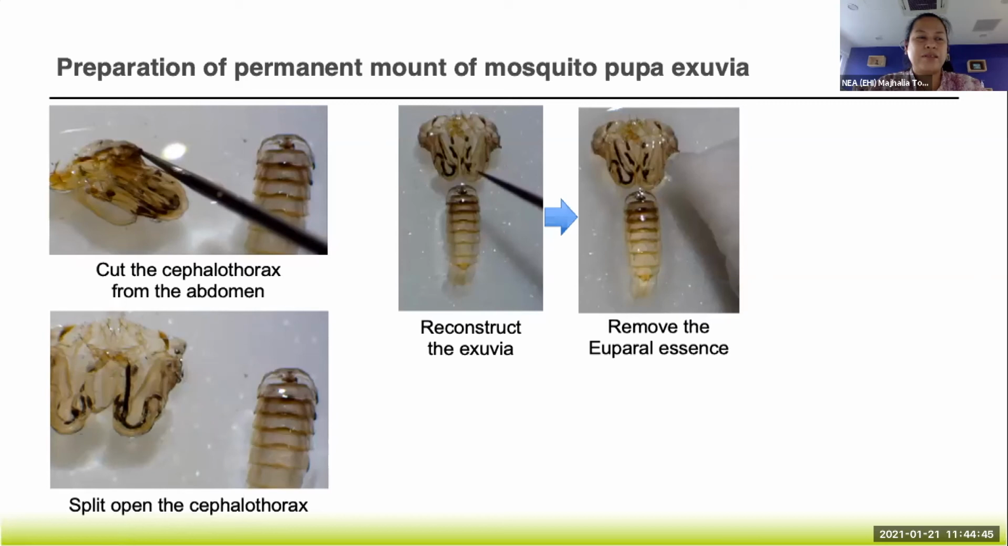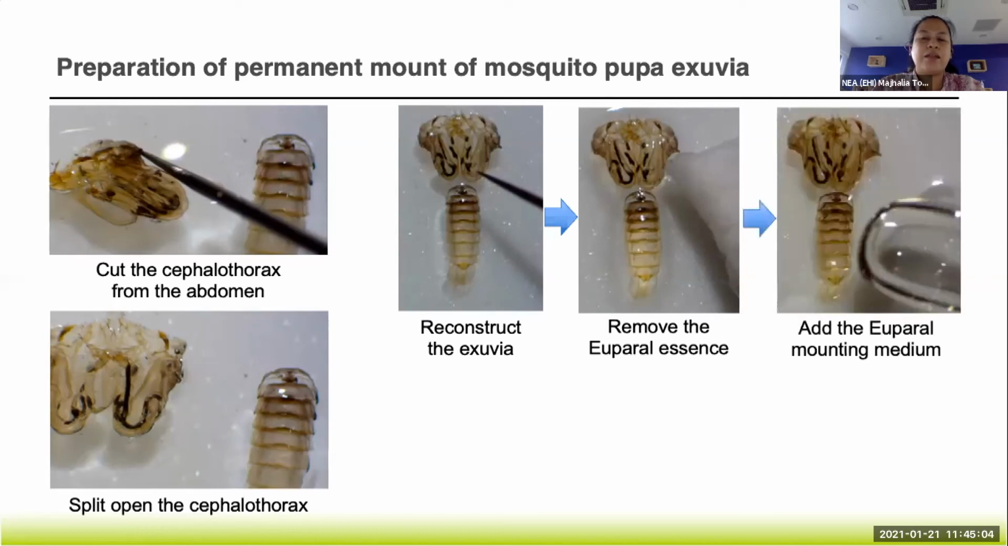Egg mounting. You can actually mount the eggs the same way. It's just that eggs are harder to prepare, I mean, to find, unless you are rearing some eggs in the lab. So normally we don't prepare mounts for eggs.